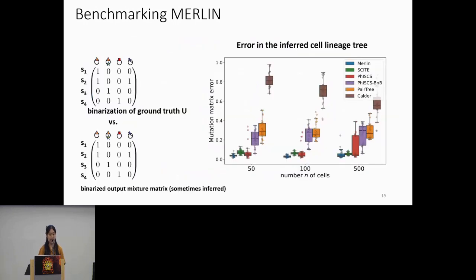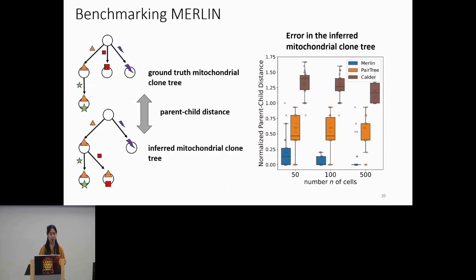On simulated data, we first look at the error in the inferred cell lineage tree. This is the average Hamming distance in the binarized U matrix. And we have shown that Merlin outperforms all the other methods on this metric. We also look at the error in the inferred mitochondrial clone tree, where we compare the normalized parent-child distance in the inferred mitochondrial clone tree, and show that Merlin outperforms the other methods that are able to give a clone tree output.